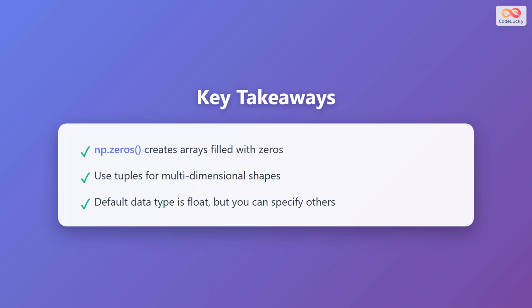Let's recap the key points. First, np.zeros is your go-to function for creating arrays filled with zeros. Second, remember to use tuples when specifying multi-dimensional shapes with parentheses around your dimensions. Third, while the default data type is float, you have the flexibility to specify other data types like integer whenever you need them. With these fundamentals mastered, you're ready to start using np.zeros in your own NumPy projects.